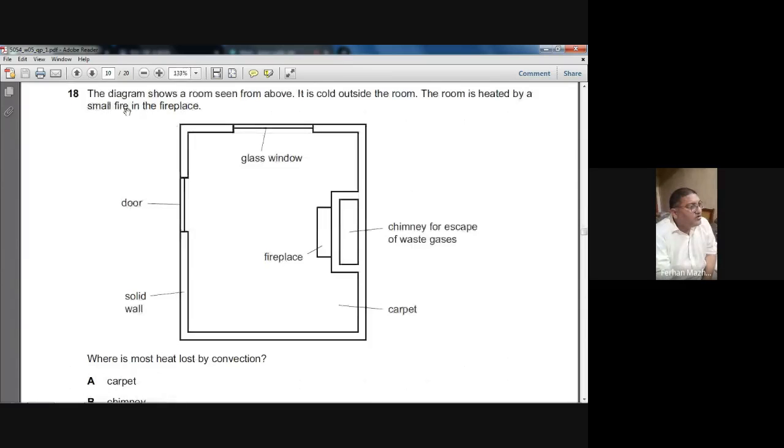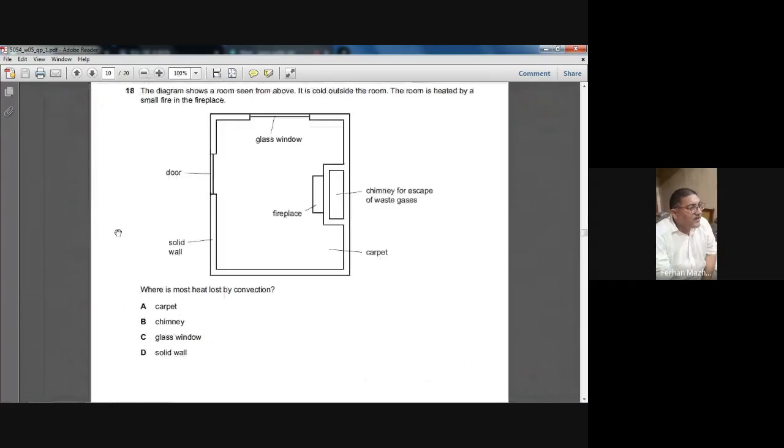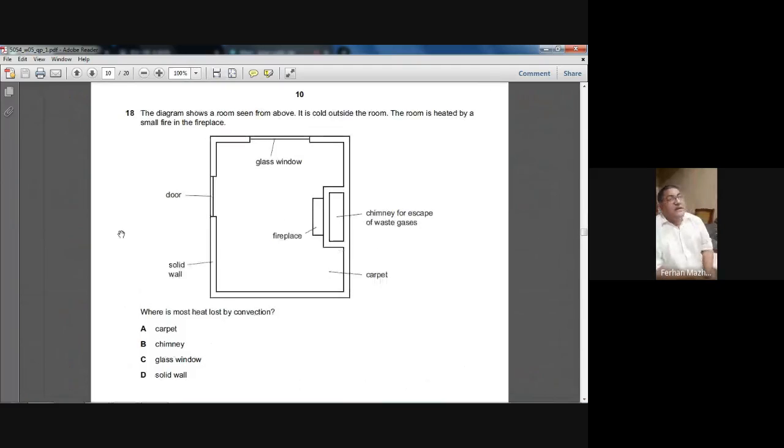The next question on your screen, you can see question number 18. Let me reduce the size so you can see the whole thing. The diagram shows a room seen from above. It is cold outside the room. The room is heated by a small fire in the fireplace. Where is the most heat lost by convection?